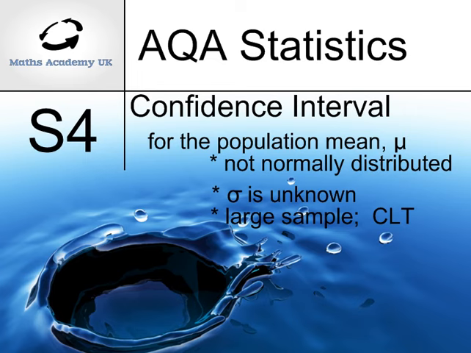Working out a confidence interval for the population mean where the population is not known to be normally distributed, the population standard deviation is unknown, where a large random sample has been taken. Hence, the central limit theorem applies.